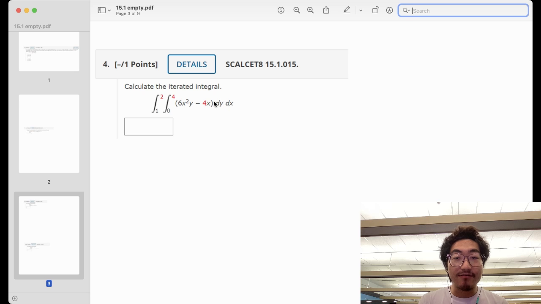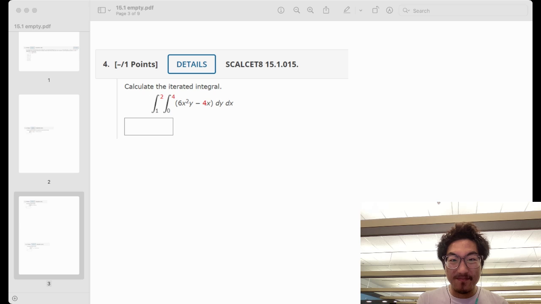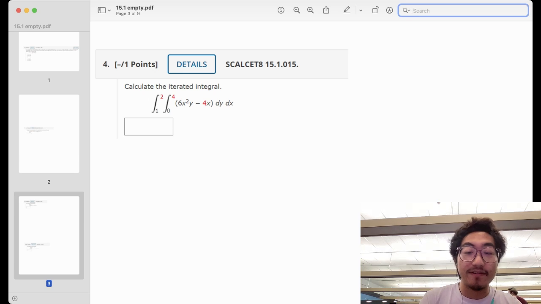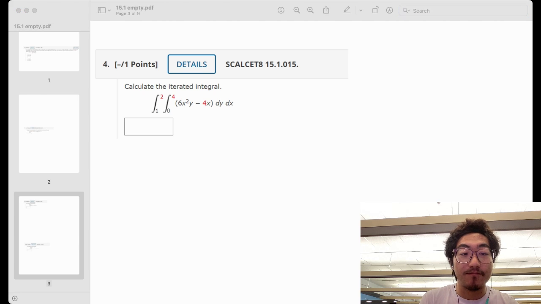In this case, you need to integrate with respect to dy first, so treat x as a constant. Now we treat y as the variable, and then we reevaluate this double integral. So let's get started.